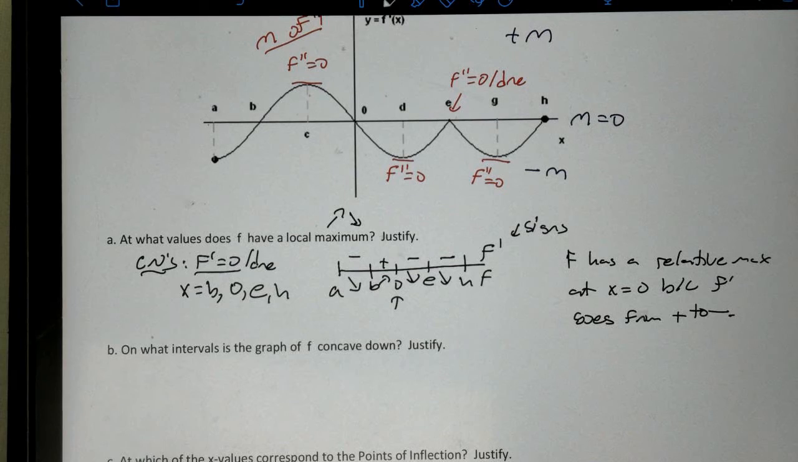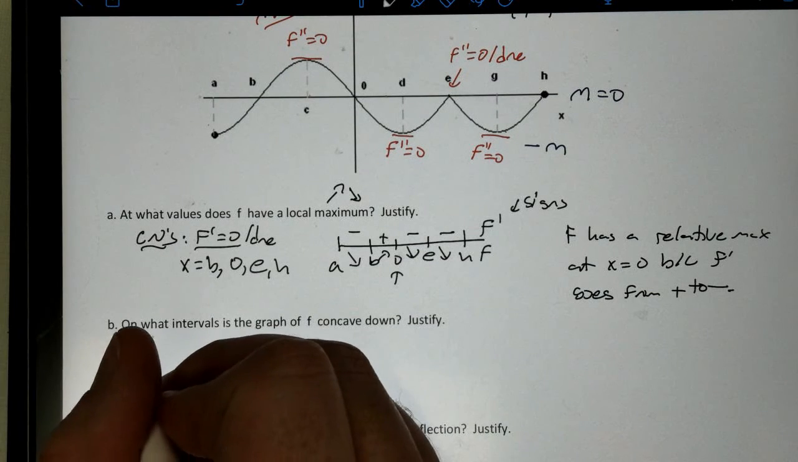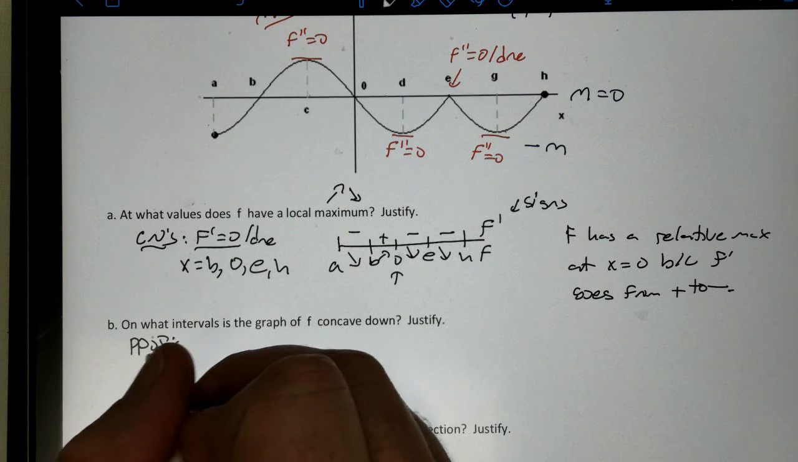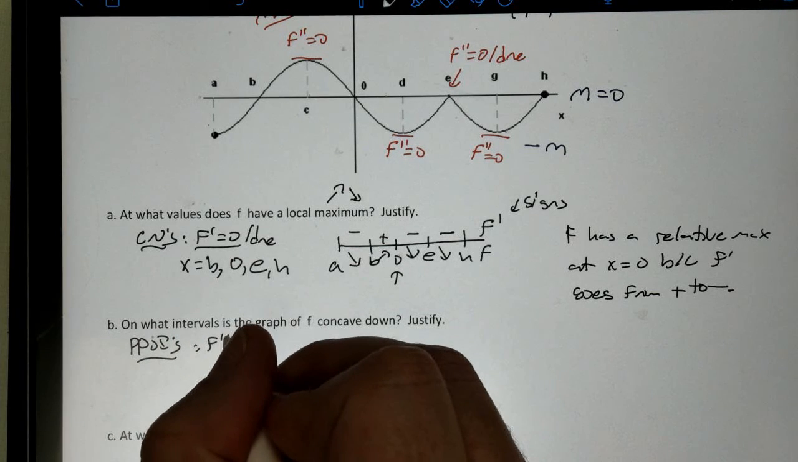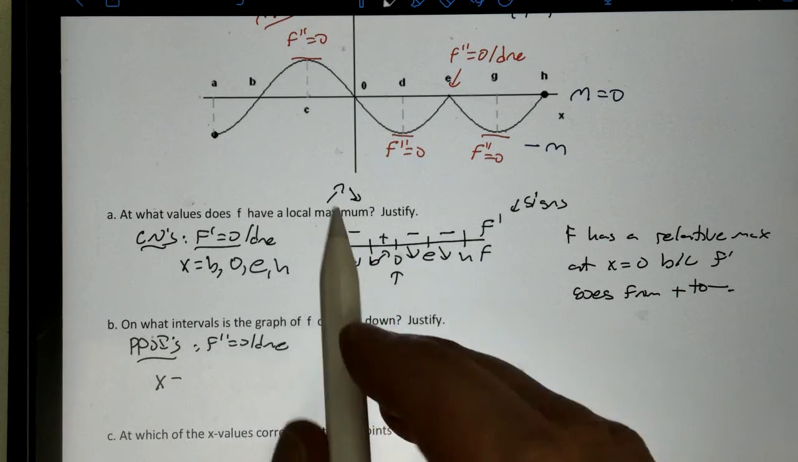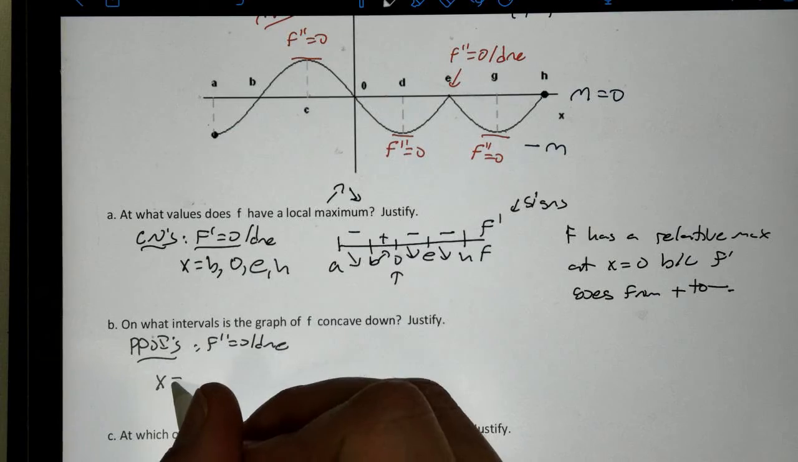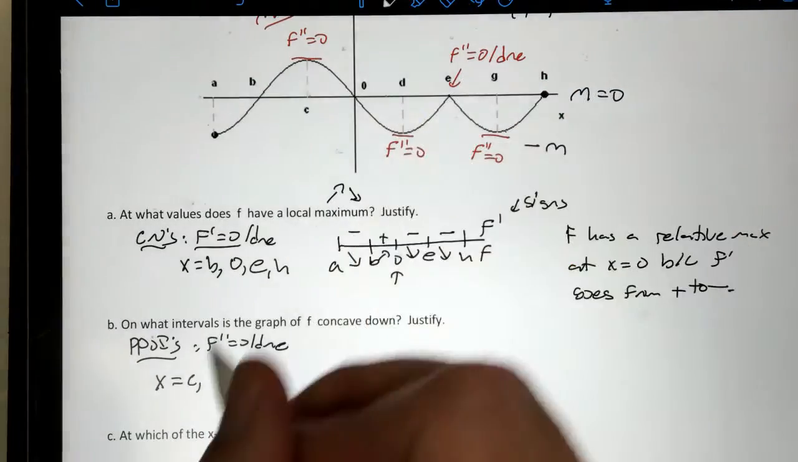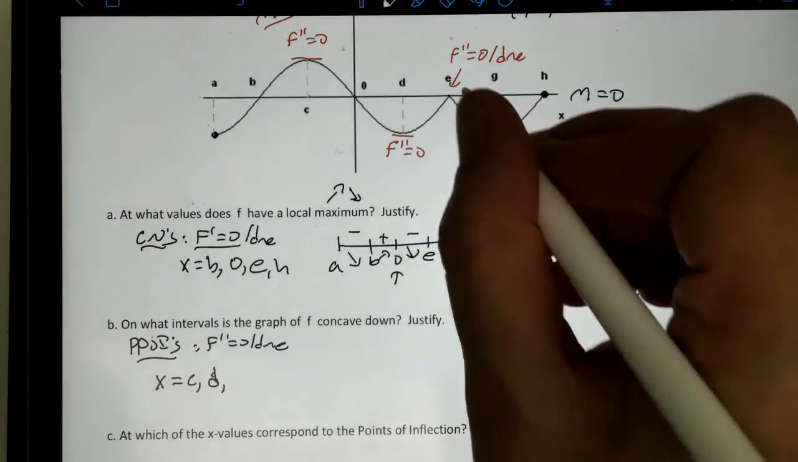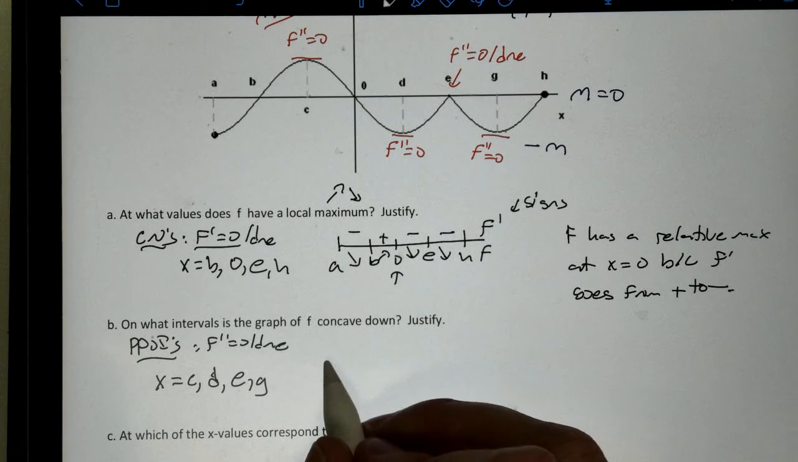What about concavity? Well, to get concavity, this is our possible points of inflection, our PPOIs. This is where the second derivative is 0 or DNE. And we already found them. Look at that. That's going to occur at C. We already said that at C. Looks to be at the letter D, E also, and looks like the letter G.